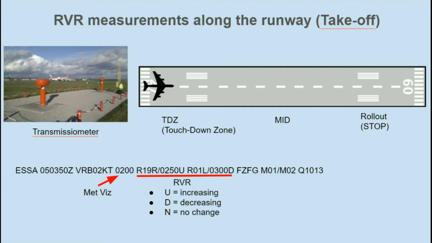The only thing you'll find in the METAR, as for example this one here for Stockholm, would be the touchdown RVR. So here we have a METVIS of 200 meters, runway visual range 19 right, 250 meters, U, meaning going up, increasing, or one left the other end, 300 meters, decreasing, going down. So let's suppose we wanted to land at 19 right, we would have an RVR of 250 meters there. That's the touchdown zone. Now there are 3 zones typically, the midpoint and also the roll end. So let's look at these in a little bit more detail now.